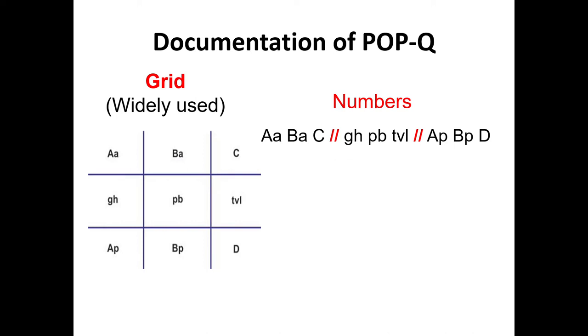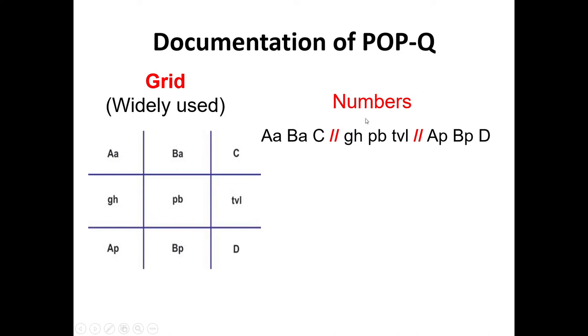How to document it? It is documented either by using a grid, which is most widely used, and most of us are used to it because we have played so much crisscross in childhood. In this grid, the top row is the anterior findings: Aa, Ba, and C. The bottom row is the posterior findings: Ap, Bp, and D. The middle row has three measurements: GH, PB, and TVL.